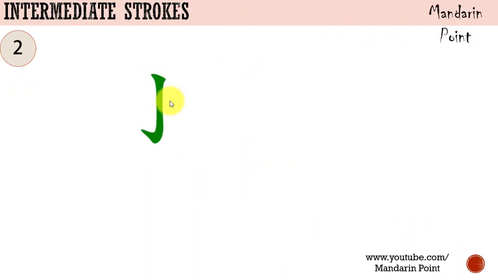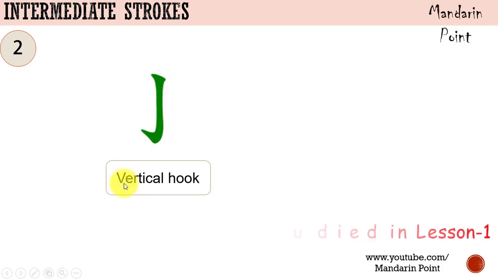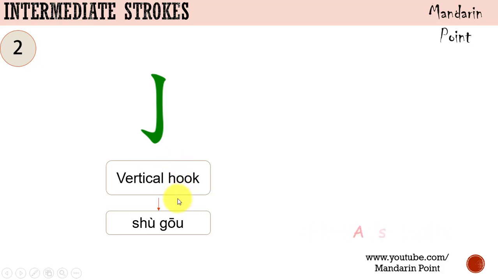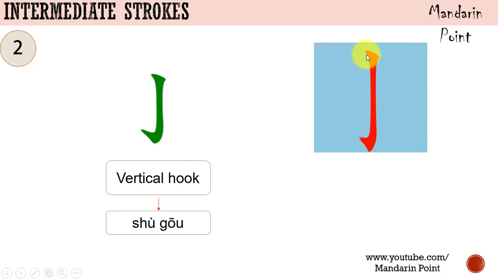Another one, very simple, a straight vertical line with a hook at the end. So this is vertical hook, and vertical stroke is known as shu, and hook is going to be translated as gou. So it is shu gou, shu gou, right? And it is going to be written from the top to the bottom and a hook at the bottom side.